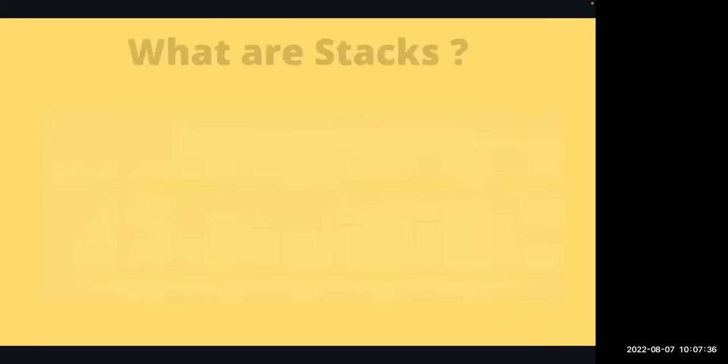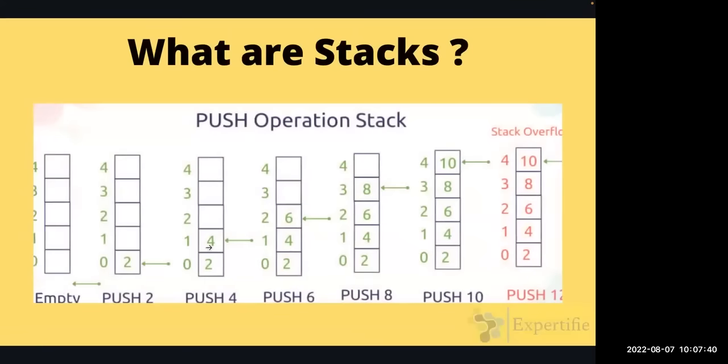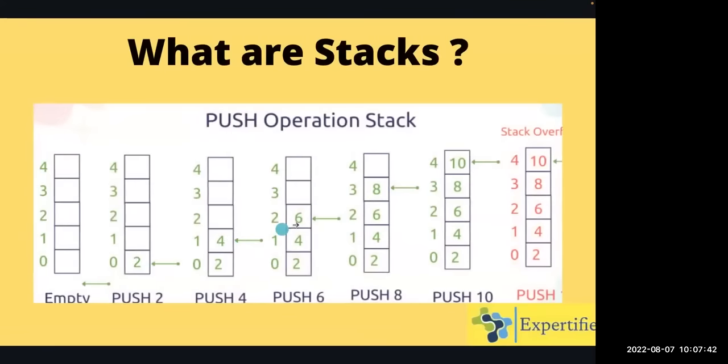Here is one such example: your stack is empty, then you push one element, you push another element, then you push 6, 8, 10. After this, if the memory is full, we will have what is called a stack overflow. The important point to note here is that elements are pushed on top of the stack every time. Every element is being pushed on top.